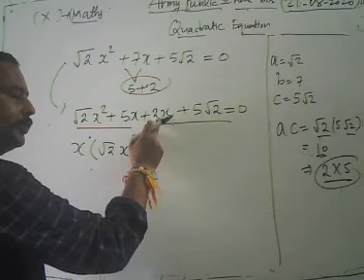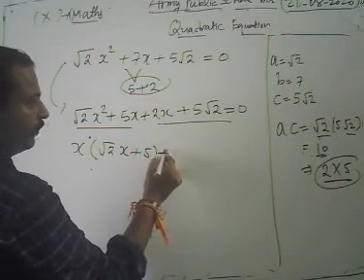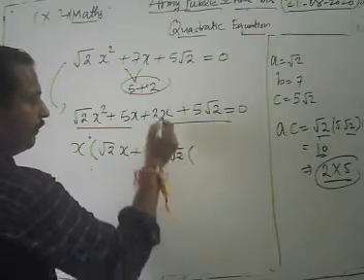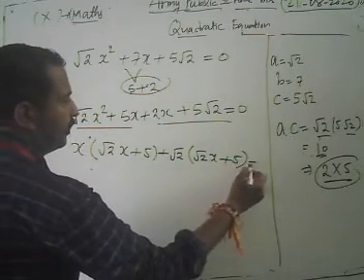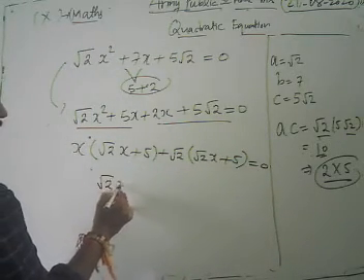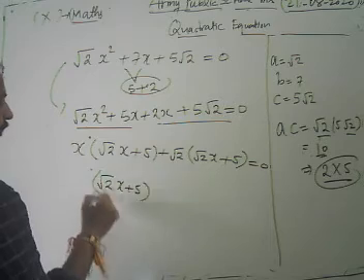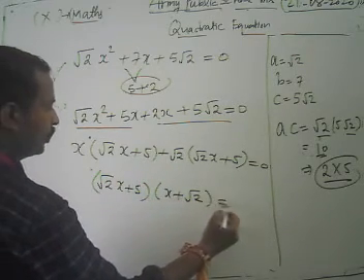2 is what? It's root 2 into root 2. Then from here we can take root 2 common. Then we have here root 2x plus 5 equal to 0. Now from here we are going to take root 2x plus 5 common. Then what do we have? The next factor is x plus root 2 equal to 0.